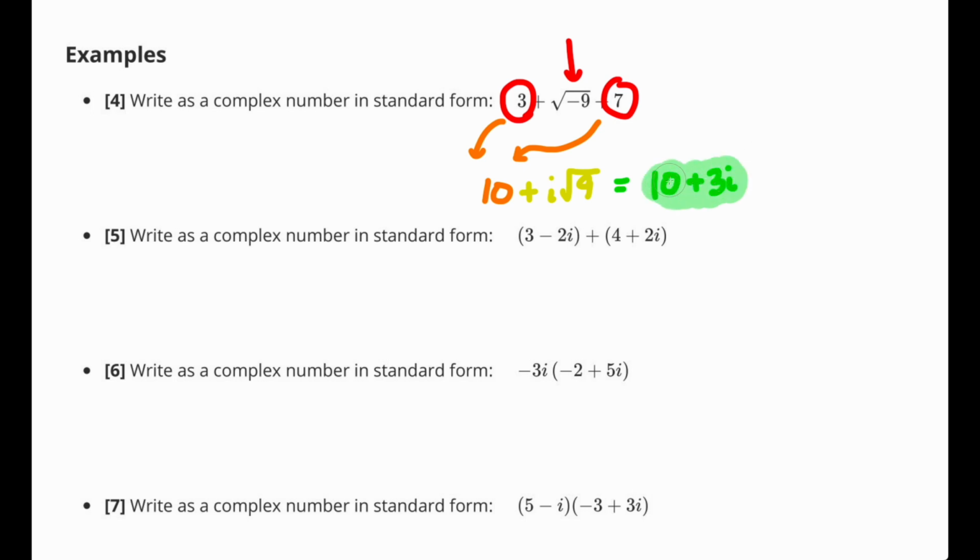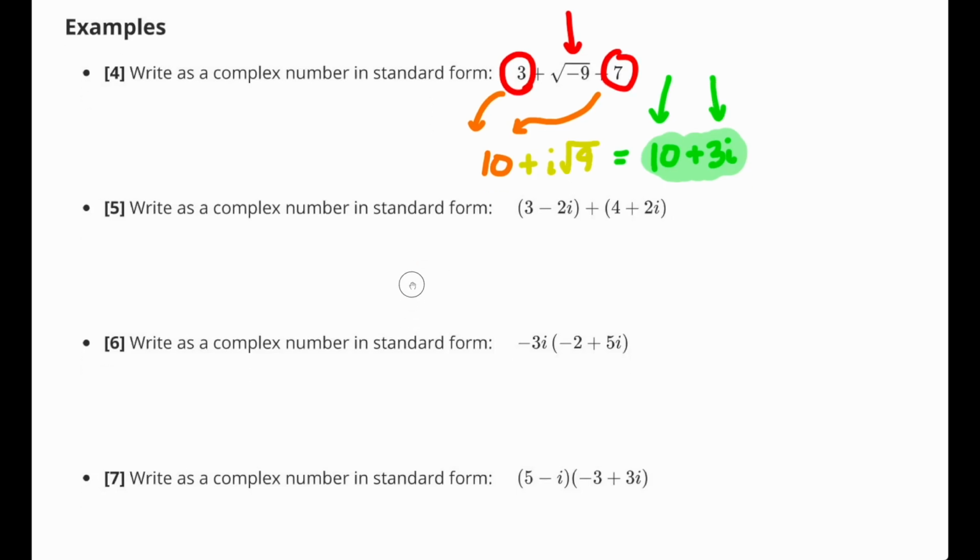And if you notice with this problem, there is a real part, that 10, and an imaginary part, that 3i. You cannot combine them. So you cannot say this is 13 because it's not 10 plus 3. If it was 10 plus 3, that's 10 real number plus 3 real number. You can combine real numbers. But here, you have a real number and an imaginary number. 3i is imaginary because it has the i in it. You cannot combine them. The final answer is going to be 10 plus 3i.